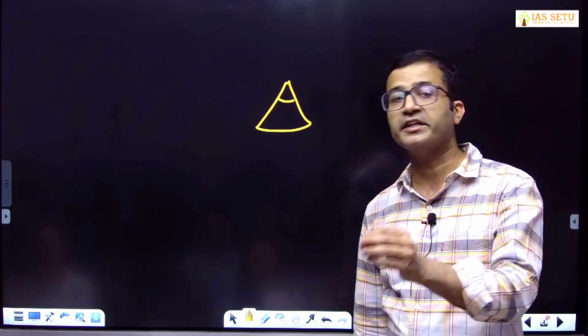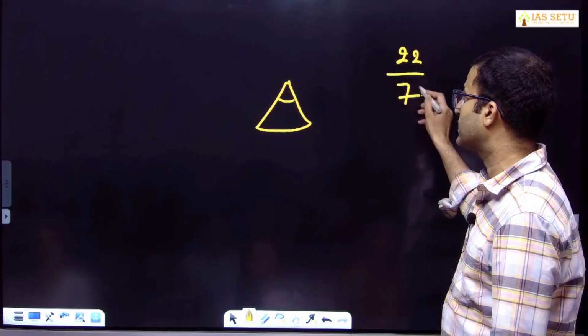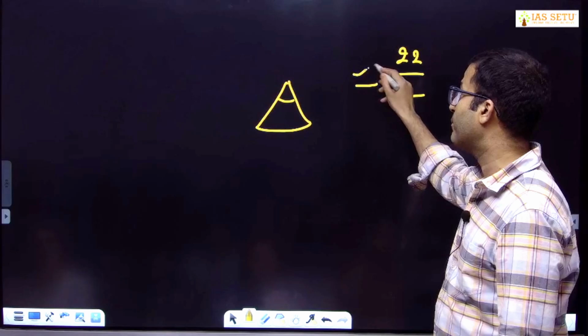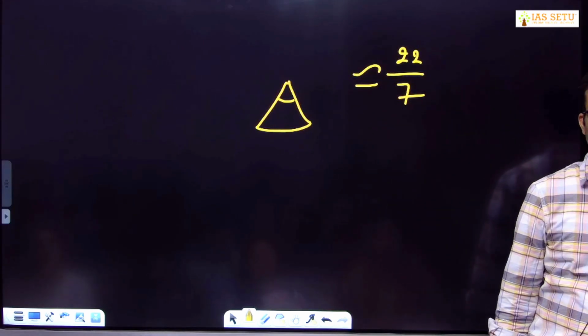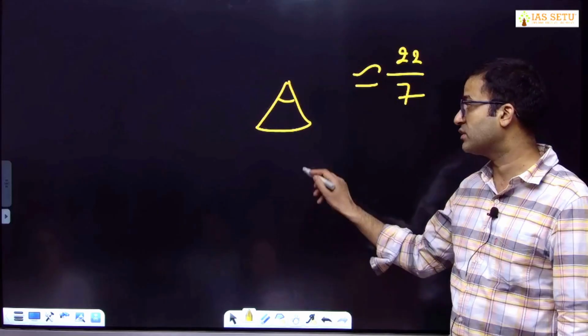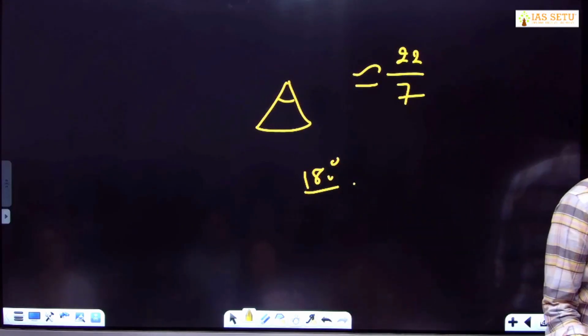Pi is an irrational number. 22 by 7 is not the exact value of pi, it is the approximate value of pi. Exact value नहीं है पाई की, approximate है. Exact value of pi is 180 degree. So pi is angular representation.